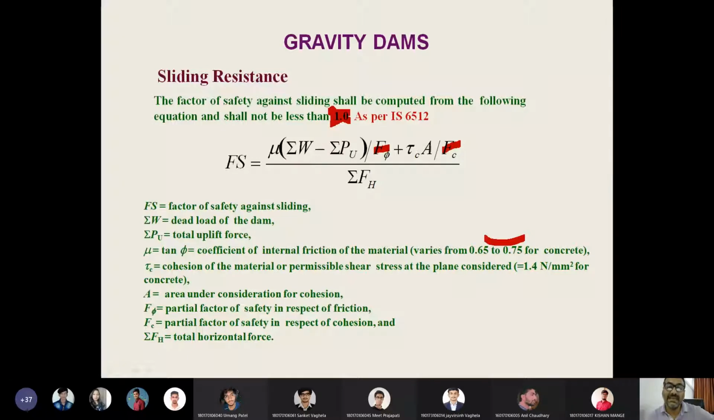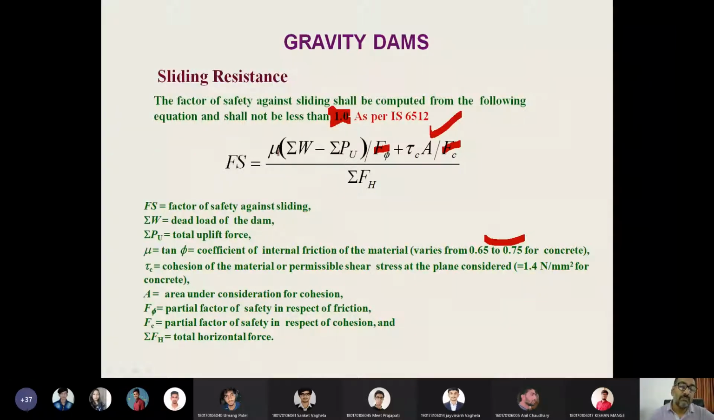If you multiply by area, this area is difficult, because on which area it is acting needs to be determined. So computation of this area may take a lot of time. Otherwise, mu and tau c are not difficult to place, since they are almost constant.